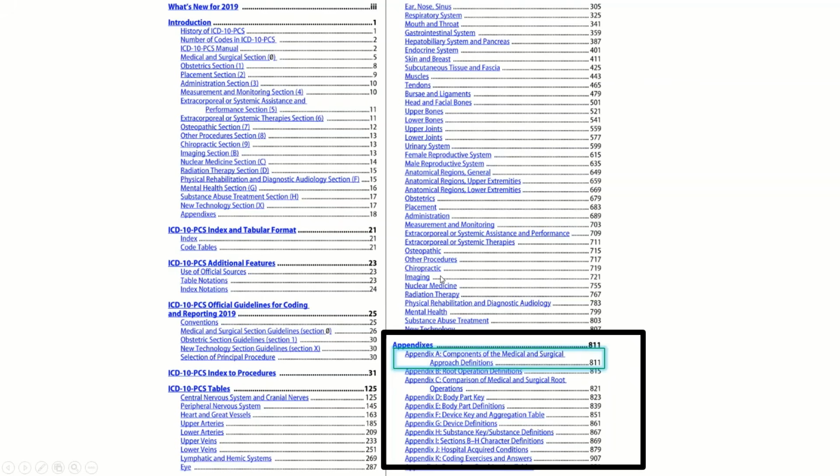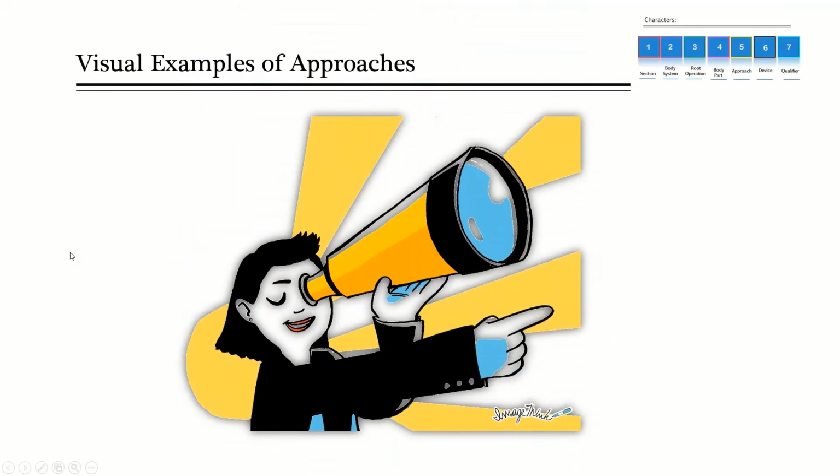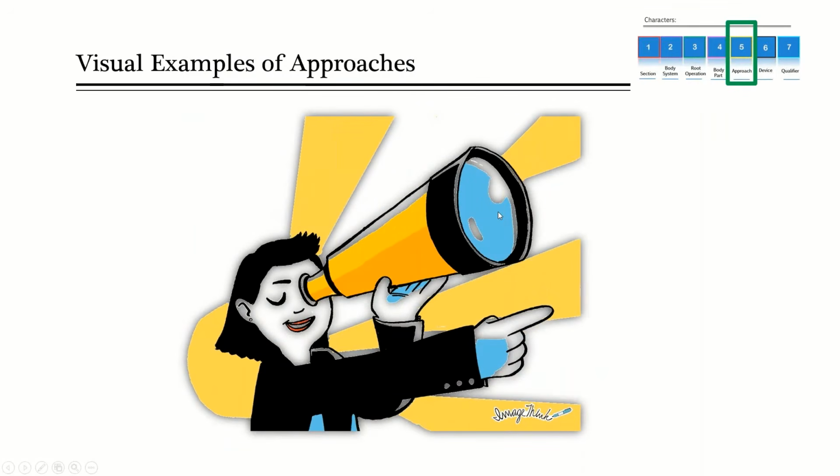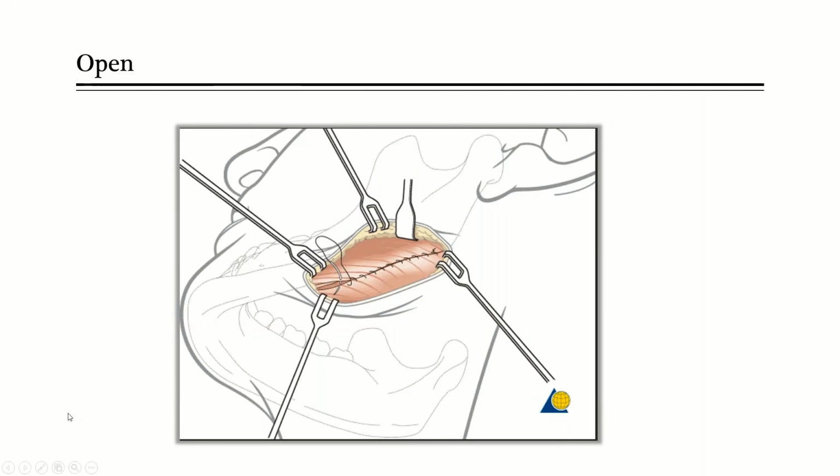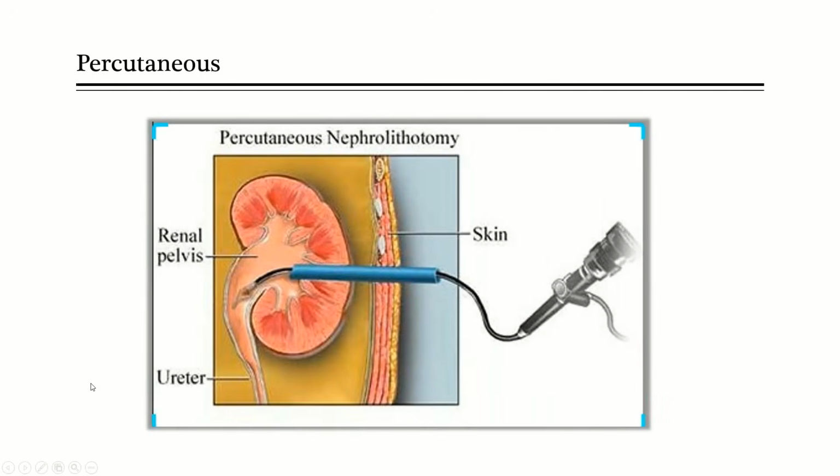Now, since approach is so important, I'd like to give you some visuals of approaches. We're still on the 5th character space. All right, so we know what open is. It is standard. The doctor has gone through the skin, cuts through that skin or mucous membrane or other layers to expose the surgical site. Your percutaneous approach, this is a good example. They've pierced through the skin and inserted the tool for surgery.